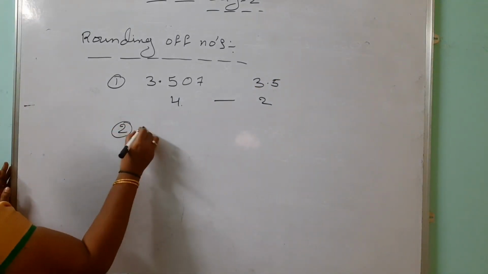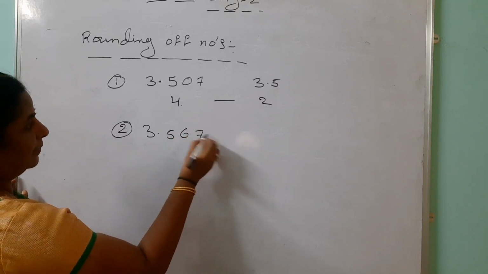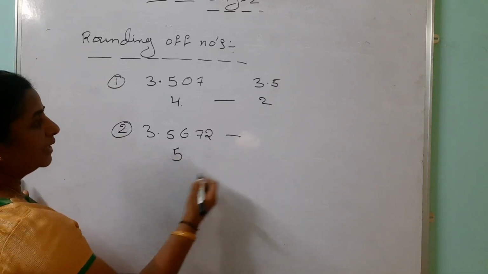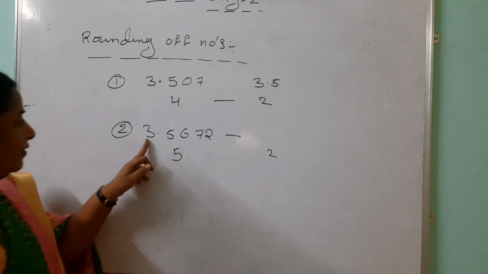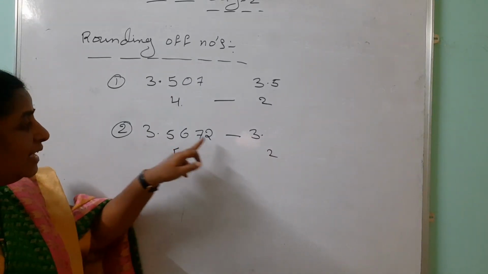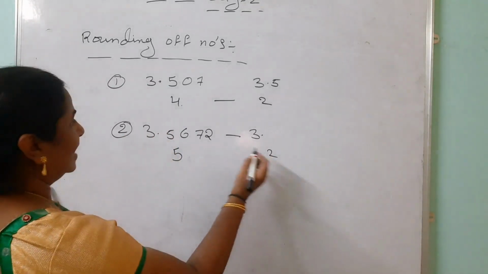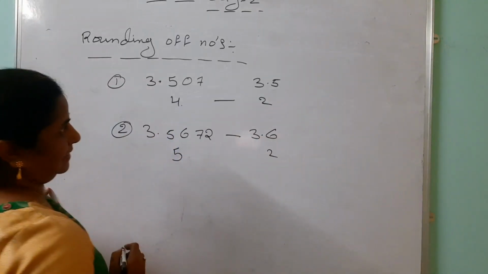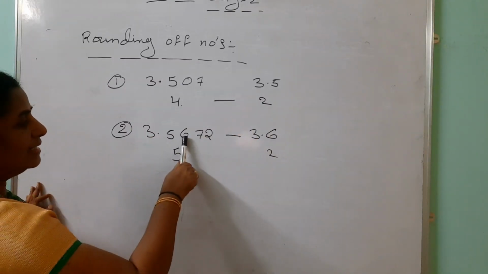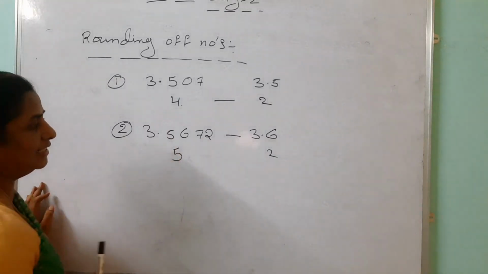Second rule, look here. 3.567. Here also there are 4 significant figures. We want to bring it to 2 significant figures. See, the first one has no change. Second one also, 5 is there, but the omitted digit is more than 5. That's why you should add 1 digit here. So our answer is 3.6. In the earlier example, 0 is there, which is less than 5, that's why we are not adding. Here, 6 is what we are omitting, which is more than 5, so we should add 1 to this digit.